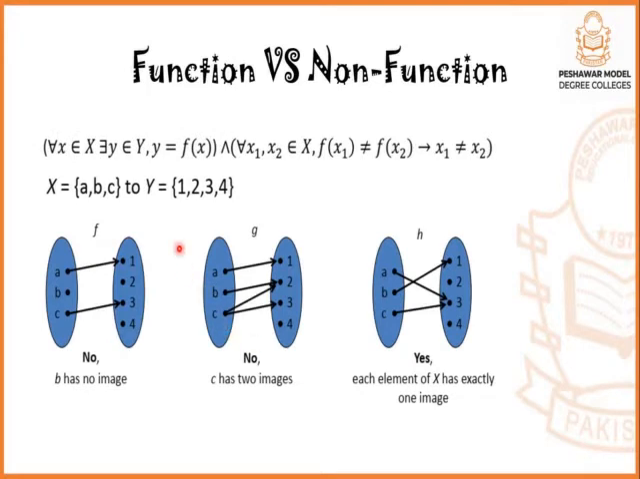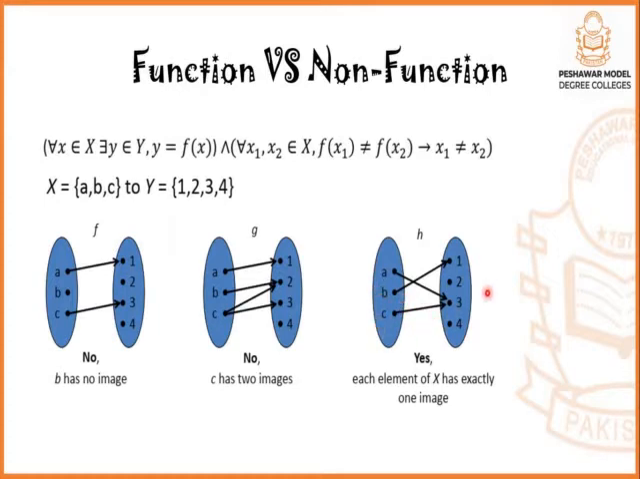Applying the definition in these examples, we are going to check whether these are functions or not. Now these are the basic examples. First set is X, that is A, B, C, and the second set is Y, that is 1, 2, 3, 4. This is domain and this is codomain. Now the first function f is not a function. Why? Because B has no image. The second one G is not a function. Why? Because C has 2 images. It should have only one image.